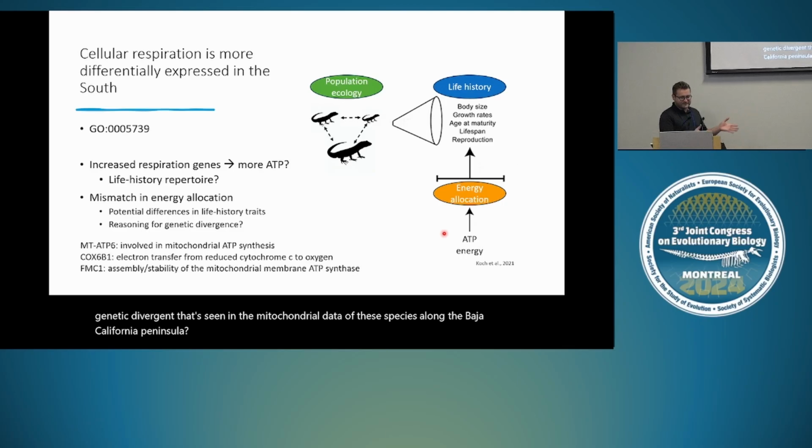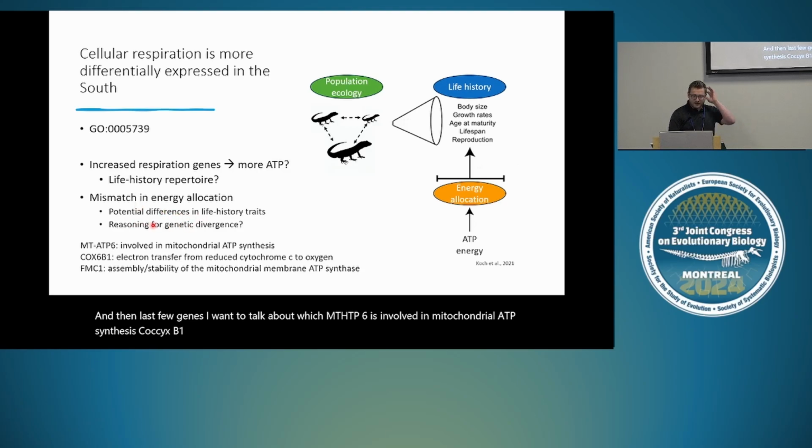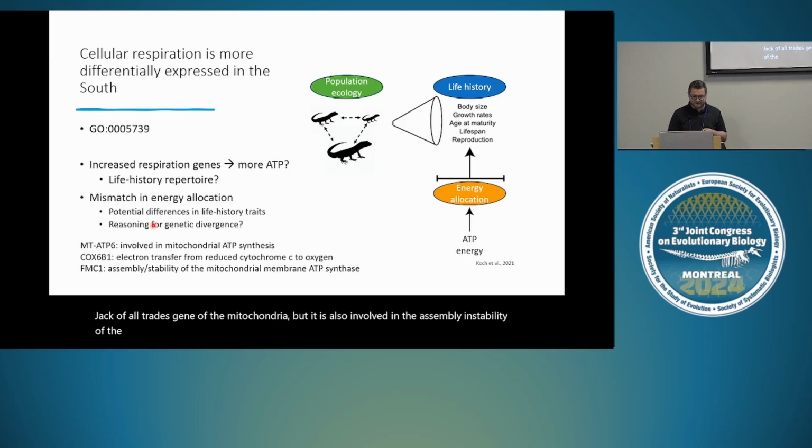And then the last few genes I want to talk about: MT-ATP6 is involved in mitochondrial ATP synthesis, COX6B1 in electron transfer, and then FMC1, which is a jack-of-all-trades gene of the mitochondria, but is also involved in the assembly and stability of the mitochondrial membrane ATP synthase.